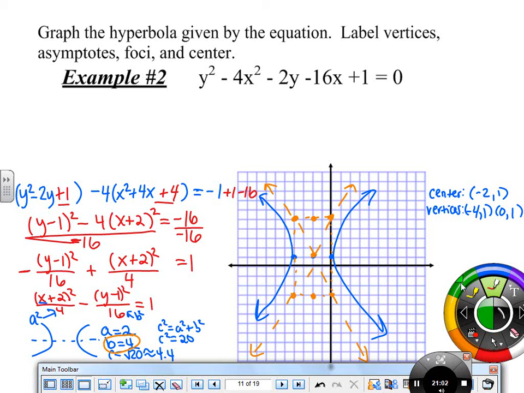The other thing I want to do is graph my focus points. Which again line up horizontally in this case with the center and the vertex, so the y-coordinate is not going to change. But the x-coordinate is going to change by a distance of 4.4. So I'm going to take this -2, I'm going to increase it by 4.4, which will put it at 2.4. And I'm going to decrease it by 4.4, which puts it at -6.4.